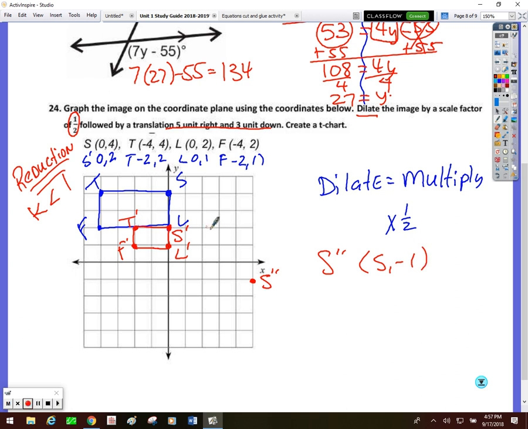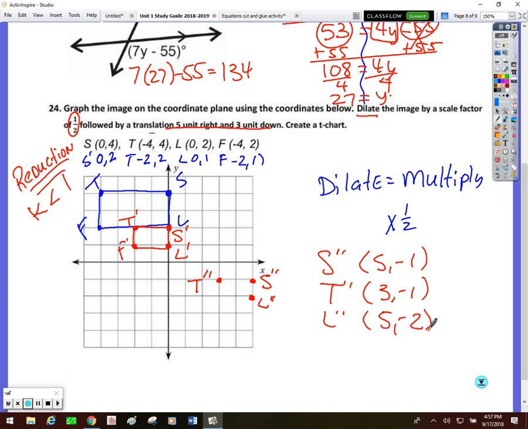All right, let's do T. 1, 2, 3, 4, 5. 1, 2, 3. There is T double prime, and that is 3, -1. Then L, 1, 2, 3, 4, 5. 1, 2, 3. I'm sorry, 5 and 3, right? There is L double prime. That is 5, -3. I'm sorry, 5, -2.